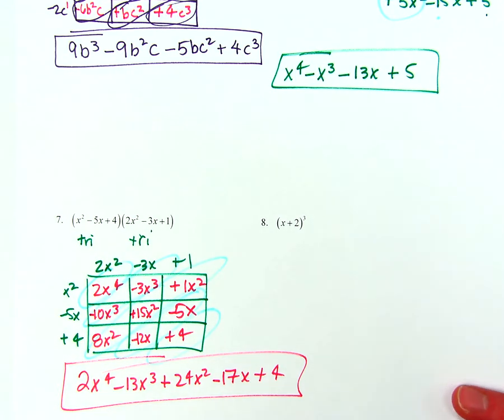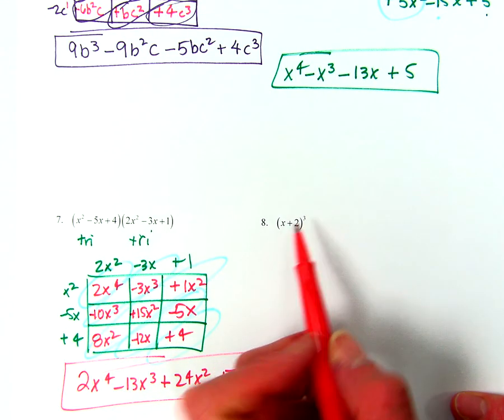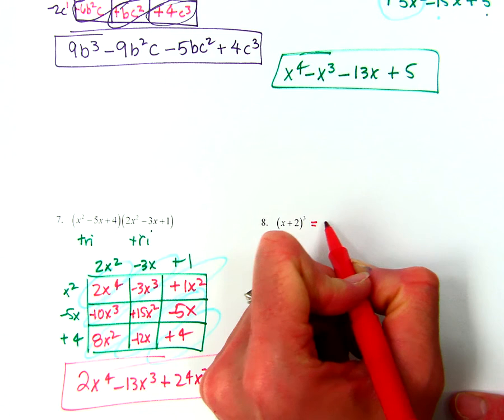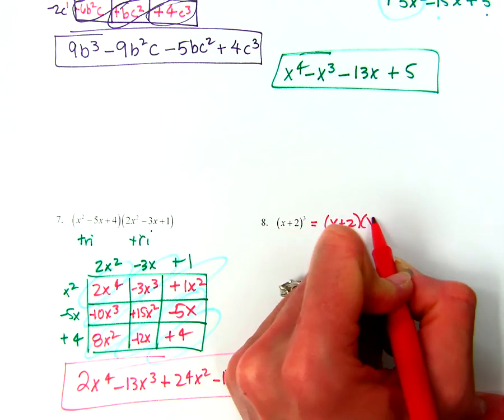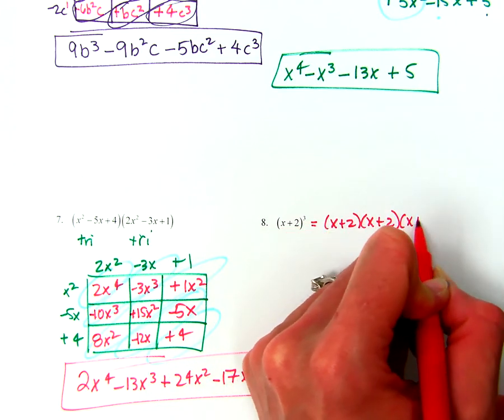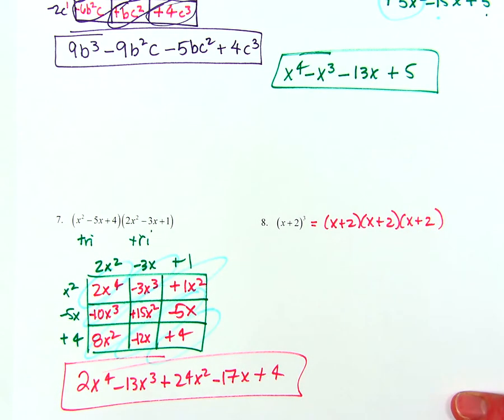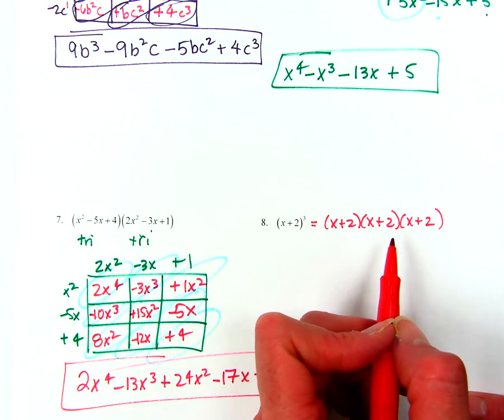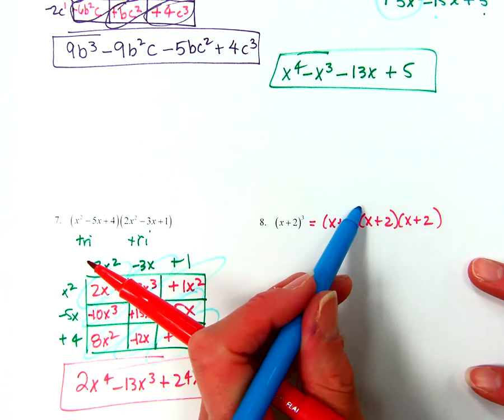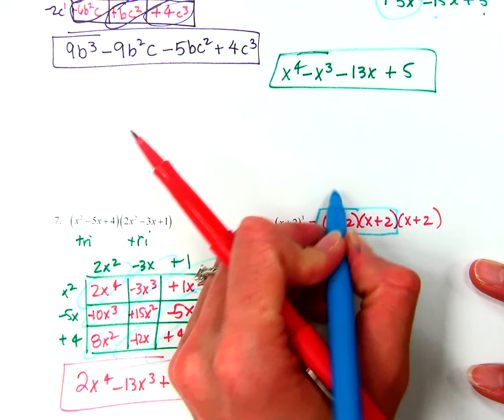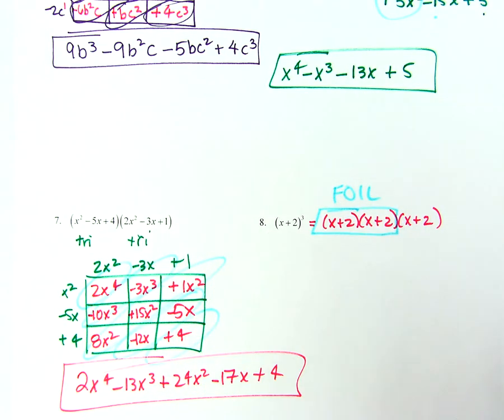All right, and final question. So we have x plus 2 cubed. What does it mean to cube something? Well, it means to multiply it by itself 3 times. Okay, so I need to multiply x plus 2 times x plus 2. Well, I already know how to do this, right? I can just use FOIL method or distributing.